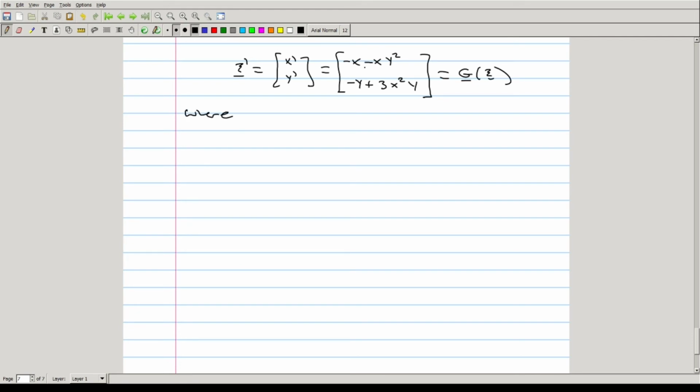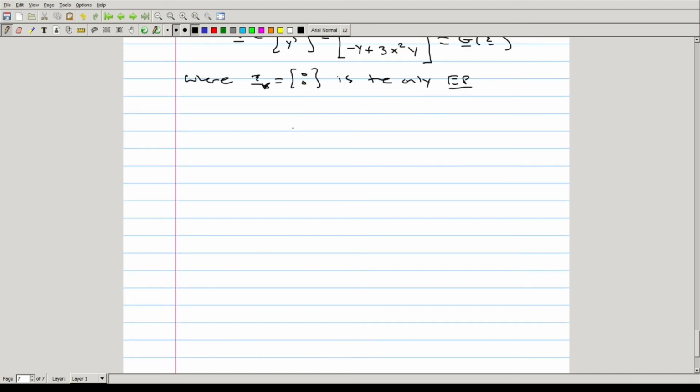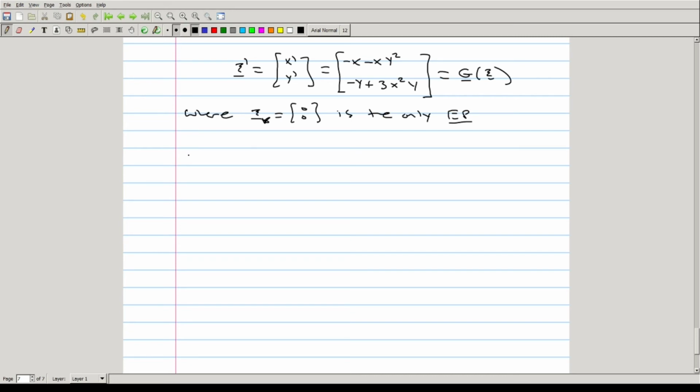Where if you go through and solve for the critical points or the equilibrium points of this function, I'll note that xi star, the point (0, 0), is the only equilibrium point. And a good question to ask is, how do we find a Liapunov function for a system like this?